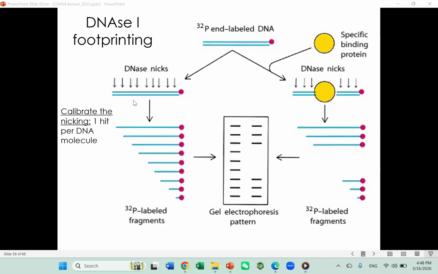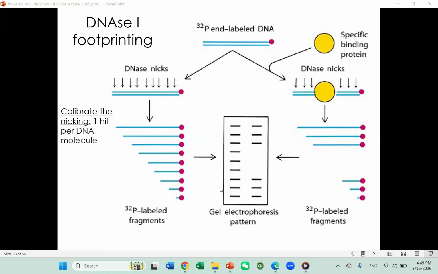So here I give you one example. For example, this is the double strand DNA, and I label one strand with P32. If I apply DNase I, it cleaves the DNA at any position, and you can generate different lengths of DNA strand. Then we run gel electrophoresis, and depending on the different strand lengths, I can clearly identify the bases, the DNA sequence.